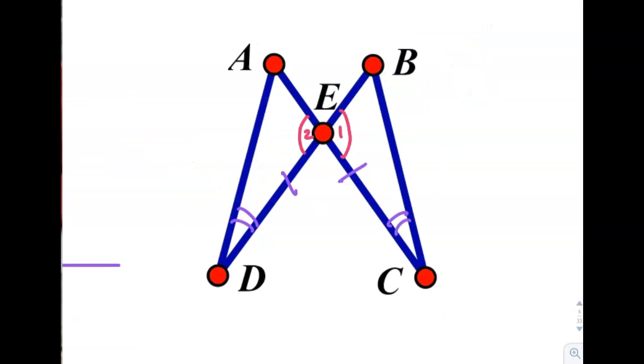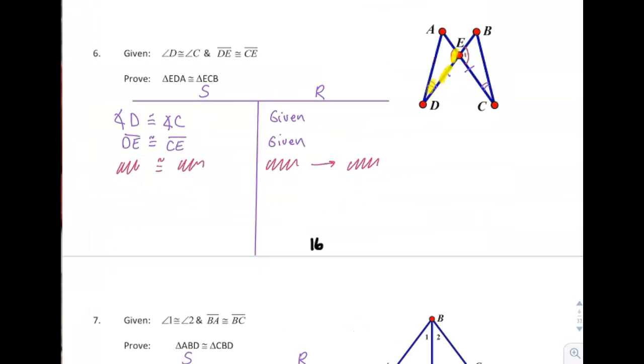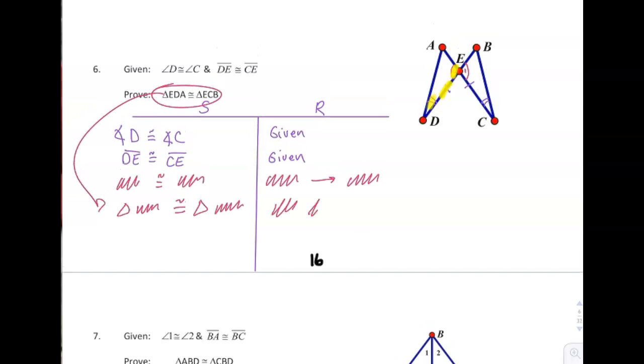But this time, I have a different order. I have angle, side, angle. So I'm ready to prove it. Triangle EDA is congruent to triangle ECB because of angle, side, angle, ASA.